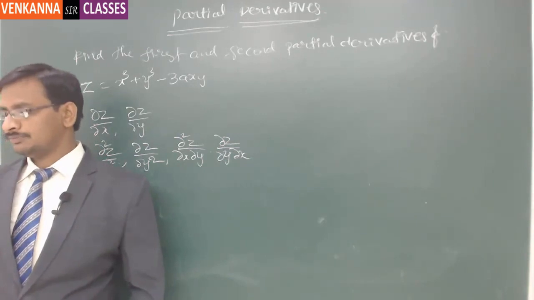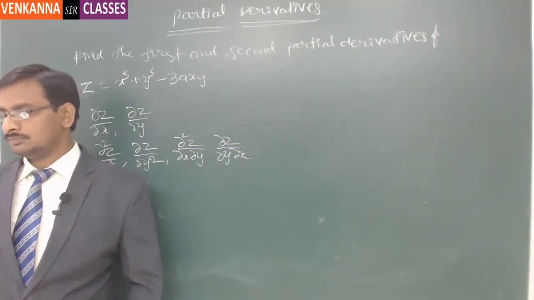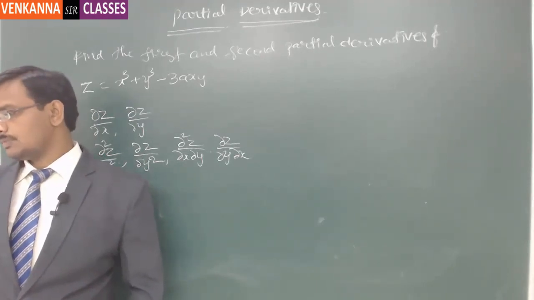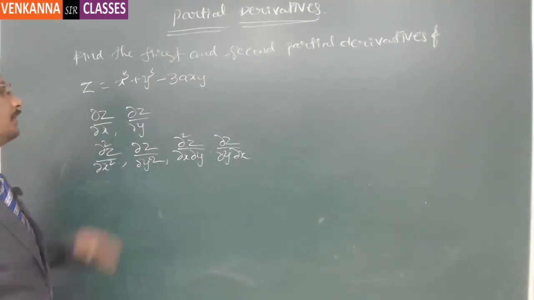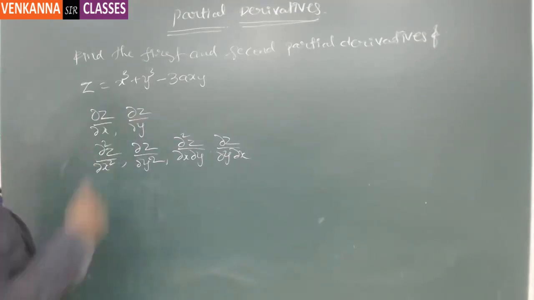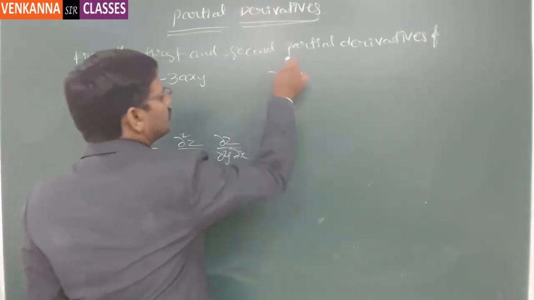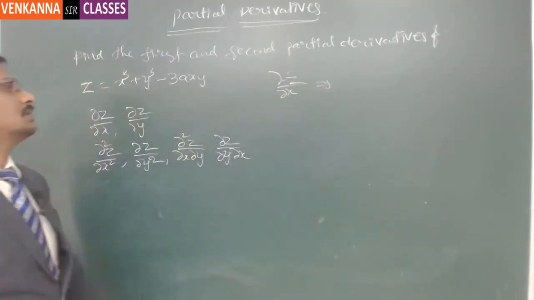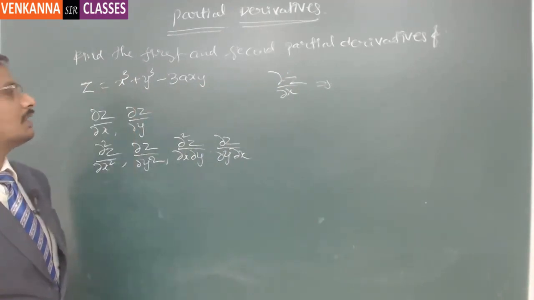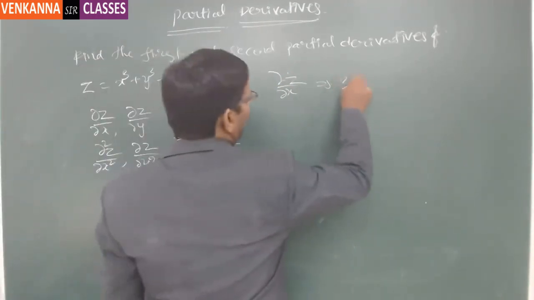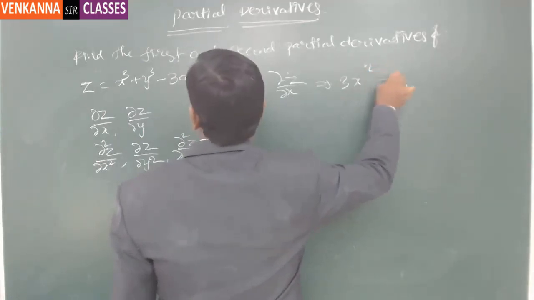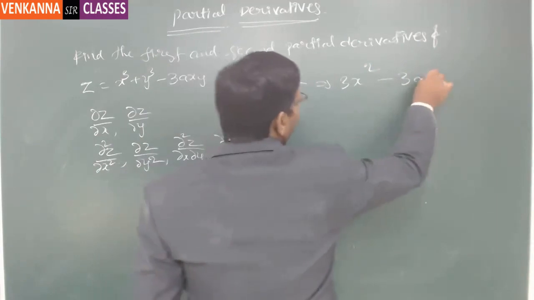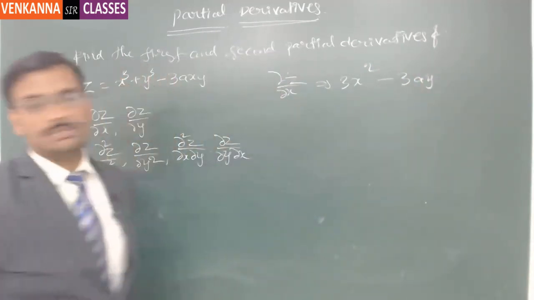Anybody got it? So this is straightforward and simple. I don't think I need to do that, but just for the sake of convenience, I'll do it to some extent. Dou z by dou x is nothing but treating entire y as constant, a as constant. There is only one variable called x. So the derivative of x cube is 3x square, minus 3a into y, since you are doing the derivative with respect to x, 3ay will be left over. So this is dou z by dou x.